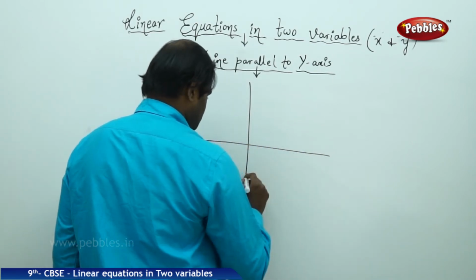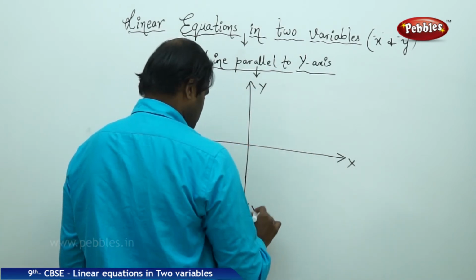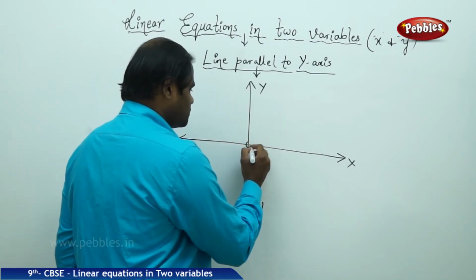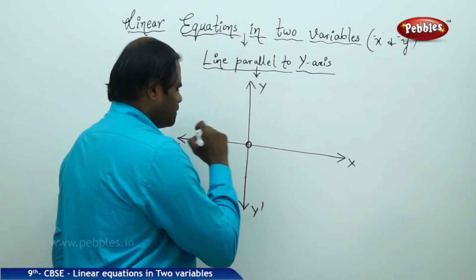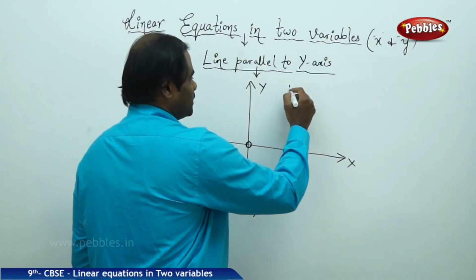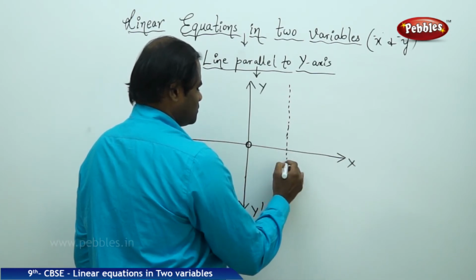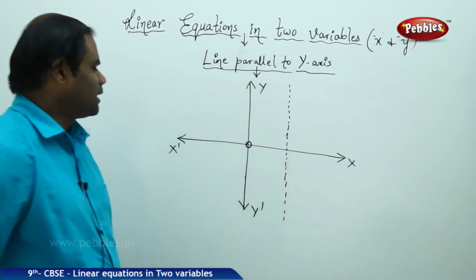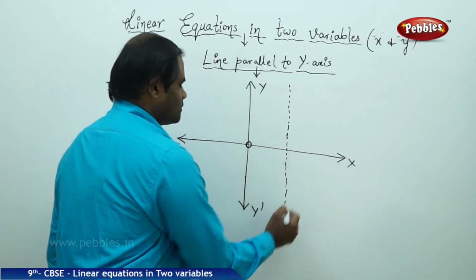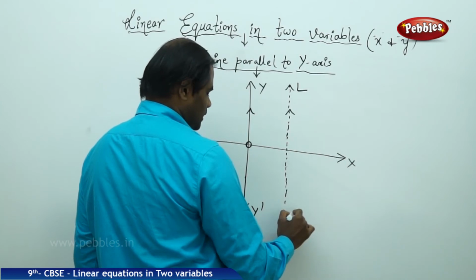The Cartesian plane, which is x, x dash and y, y dash, intersecting at origin, and then let's take a line which is parallel to y-axis. Say for example, I have a line, this is the line L which is parallel to y-axis. Now let's see what will be the equation of this line L.